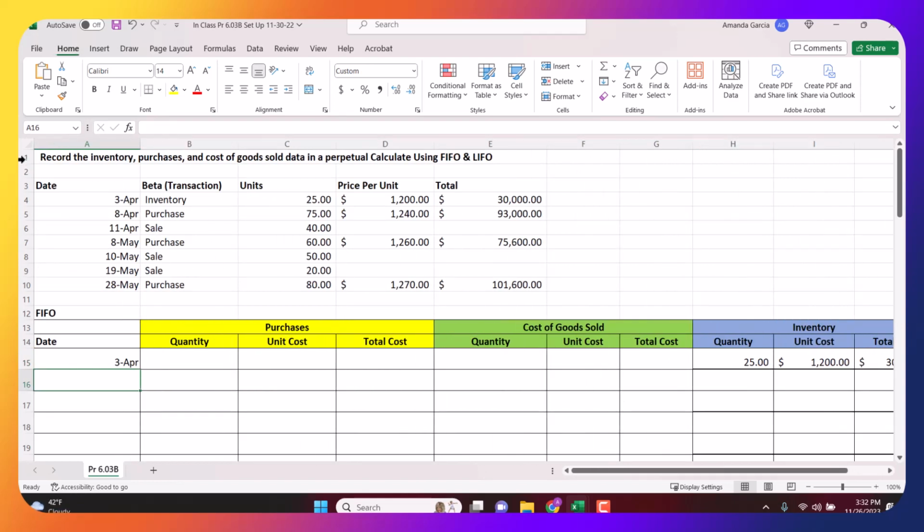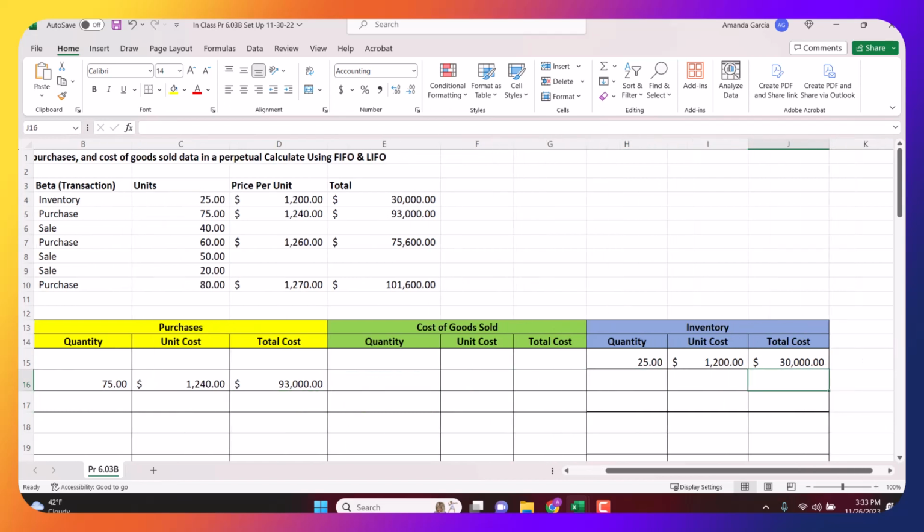It says on April 8th, so I'm following this chart, and I'm putting the chart together so that we can calculate ending inventory and total cost of goods sold from April through the end of May. So we purchased more units. April 8th is the date. Purchases go here in this yellow category. We purchased 75 units at $1,240 a unit. So $93,000. This equals unit cost times quantity, right? And they gave it to us above in the problem.